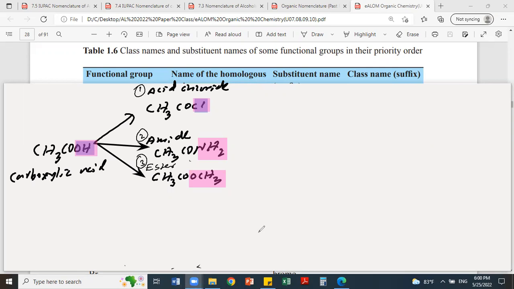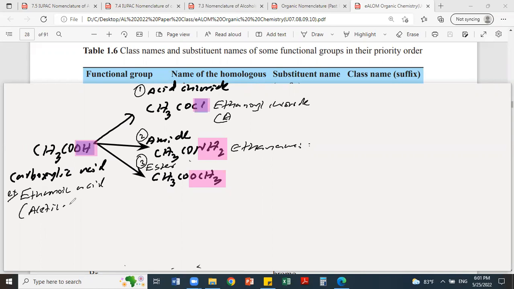So if you write the name here, this becomes ethanoyl chloride. This is ethanamide, commercial name acetamide. And that previous one also you can write ethanoyl chloride, or instead of the common name you can write acetyl chloride. Ethanoic acid, carboxylic acid, is also called acetic acid. This example, it's vinegar, right? Vinegar in the kitchen.